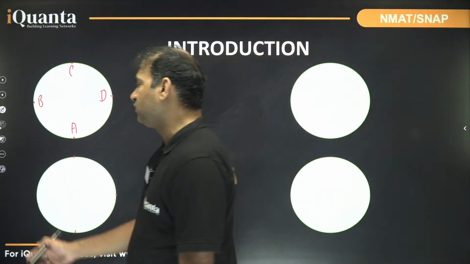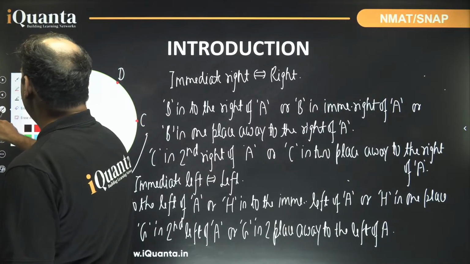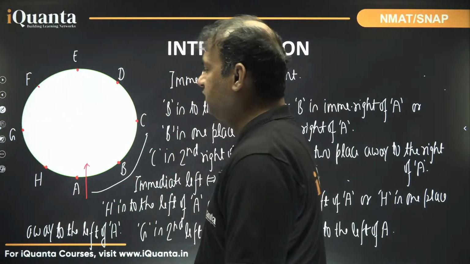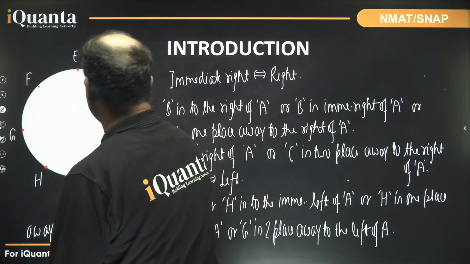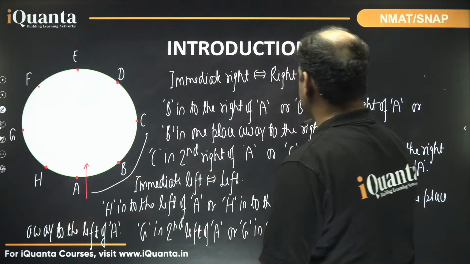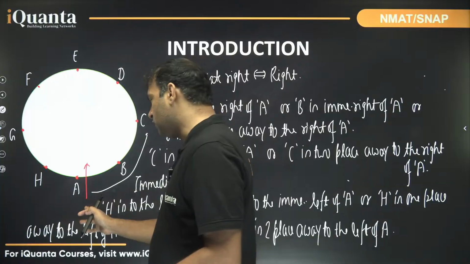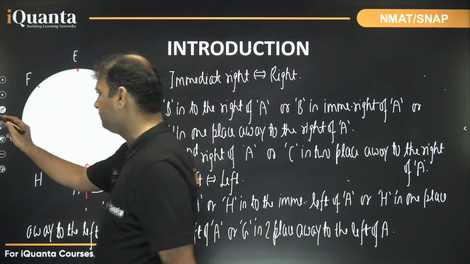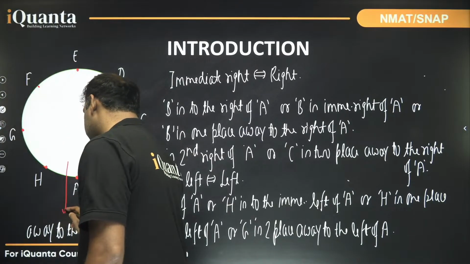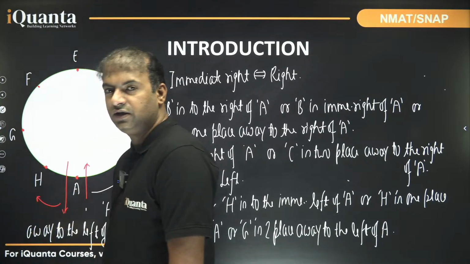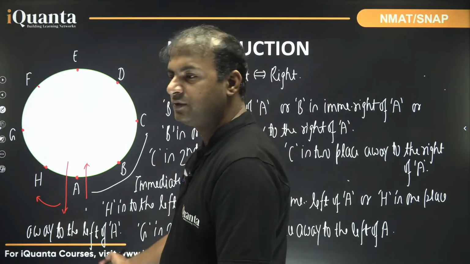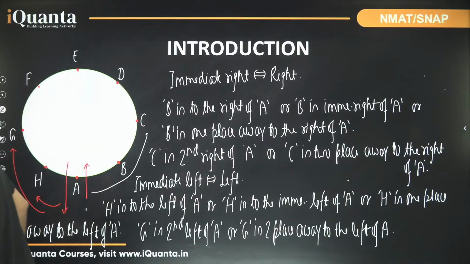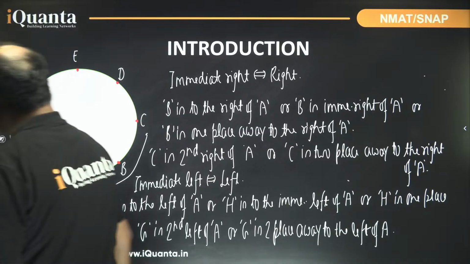Guys, one more thing I just forgot to tell you in the beginning: here we discuss when the people are facing toward the center, right? If, let's say, this person is facing away from the center, then I'm sure you understand that everything will get reversed. Right now, because A is facing toward the center, B is to the right of A. Let's say if A is facing away from the center, then the immediate right of A must be H. Second right of A must be G, third right of A must be F, and so on. This is how we can understand that.